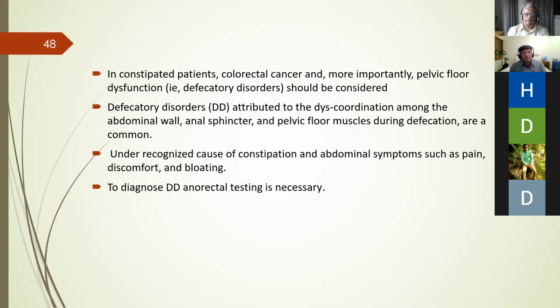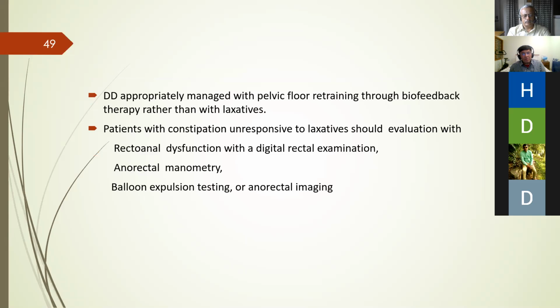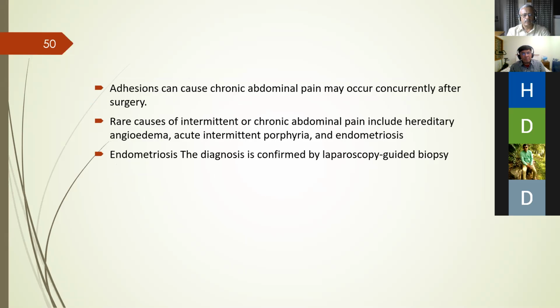And chronic abdominal pain should be evaluated for colorectal cancers and defecatory disorders. In the case of defecatory disorder, there is discoordination between the abdominal wall and sphincter muscles, and to diagnose DD, that means defecatory disorders, we have to do rectal manometry. Yeah. Okay. Next slide.